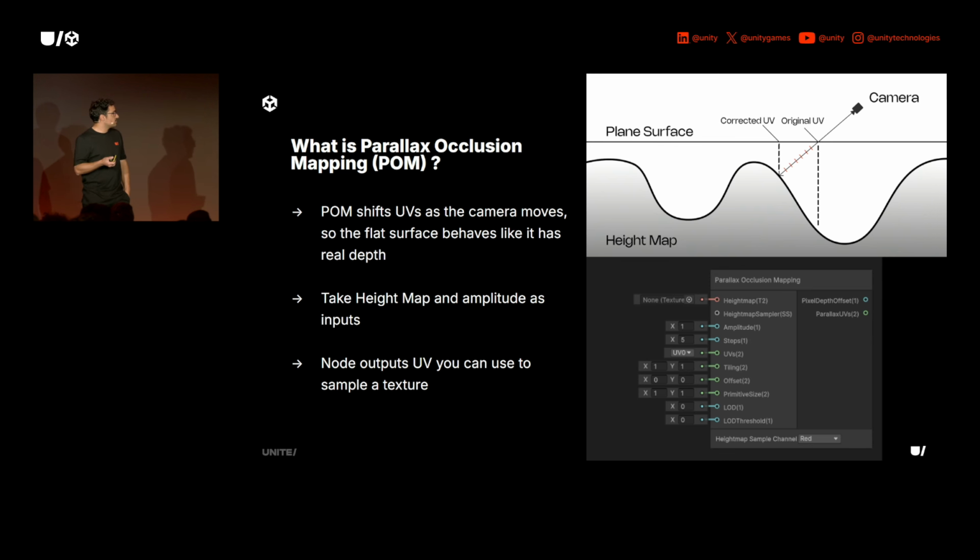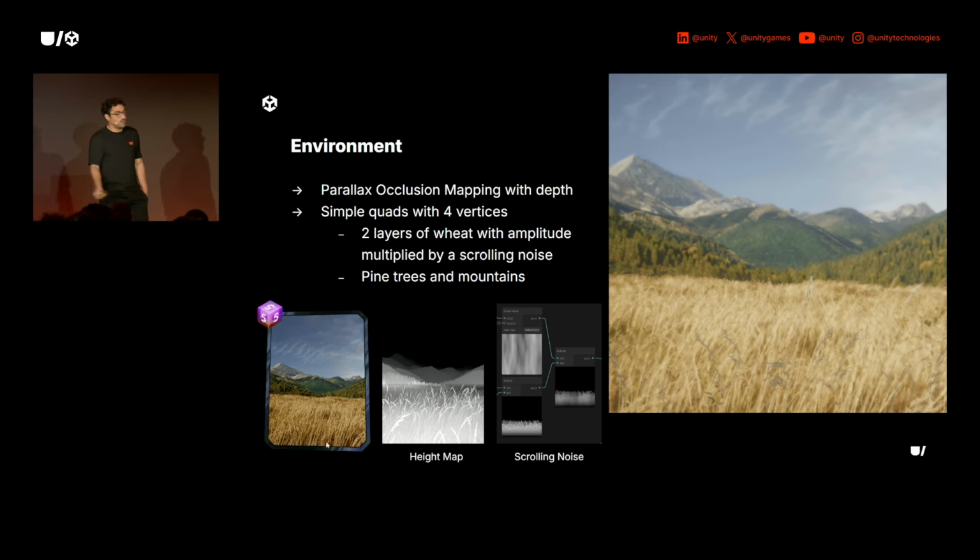Similarly to the vertex displacement technique, it takes a height map as an input, and it also takes an amplitude. In Unity, there is a nice Shader Graph node called parallax occlusion mapping that basically takes this as input. With a simple ray marching algorithm, it will look into the height map step by step to figure out where the surface is based on the view camera. So when you move the camera, the UVs are changing, and that makes you think the object is actually 3D. This node simply outputs a new set of UV coordinates that you can then use to sample a base color in our case. So this is what we have for the environment.